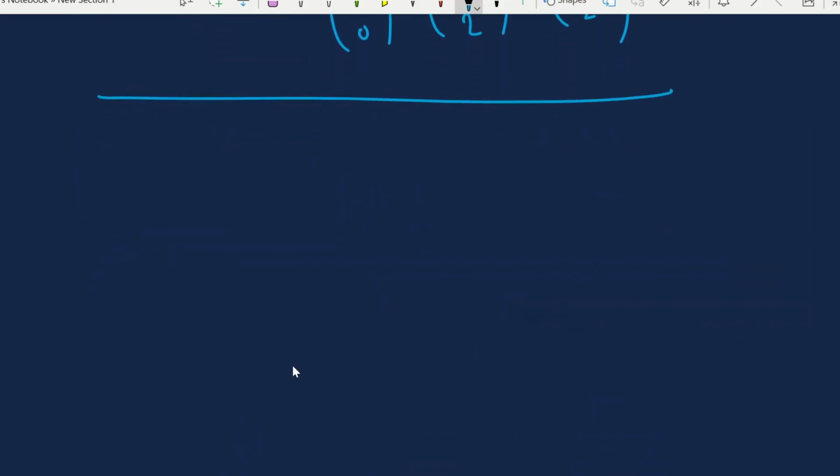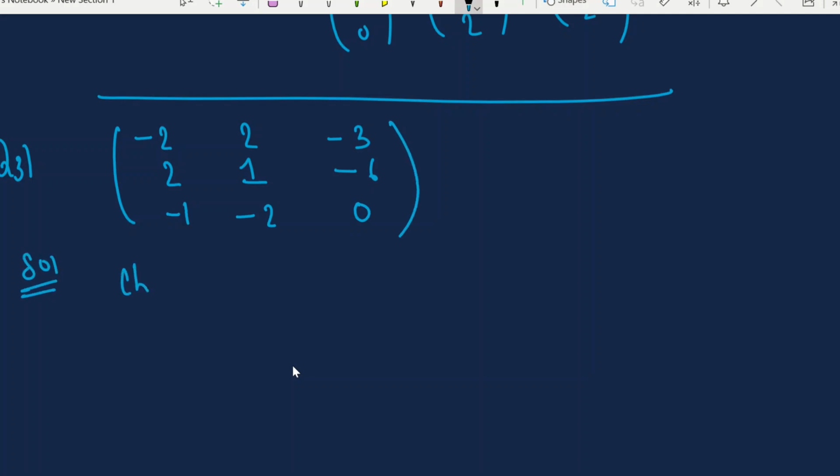So this is the process of finding eigenvectors for non-repeated eigenvalues. And one more question. Question number 3: find eigenvalues and eigenvectors of the matrix minus 2, 2, minus 3, 2, 1, minus 6, minus 1, minus 2, 0. Directly I will write the characteristic equation for this: lambda cube plus lambda square minus 21 lambda minus 45 equals 0.